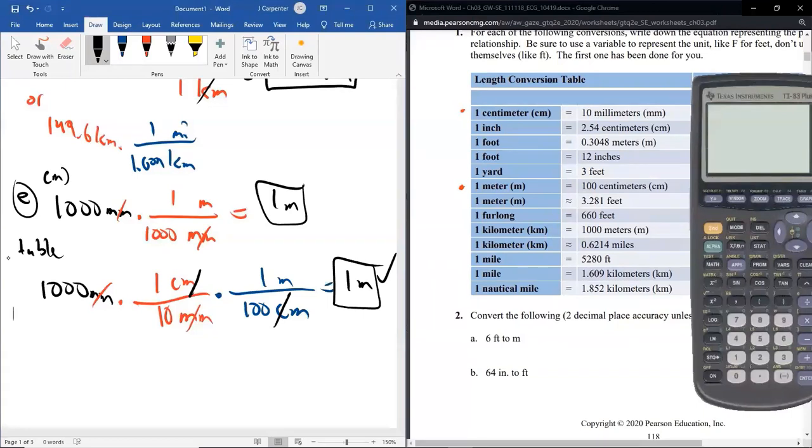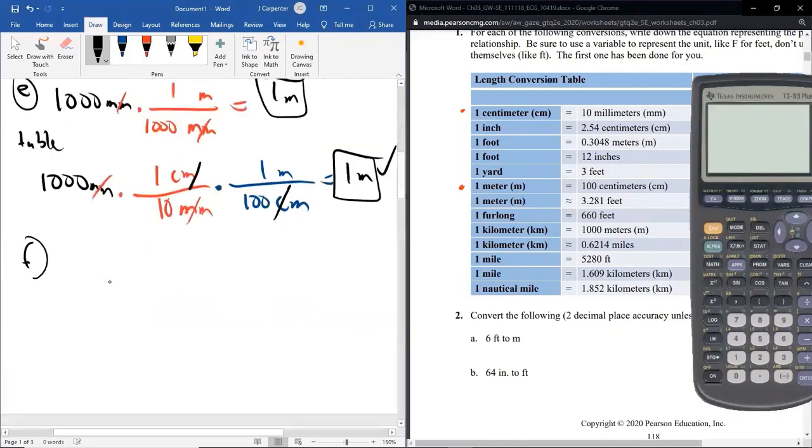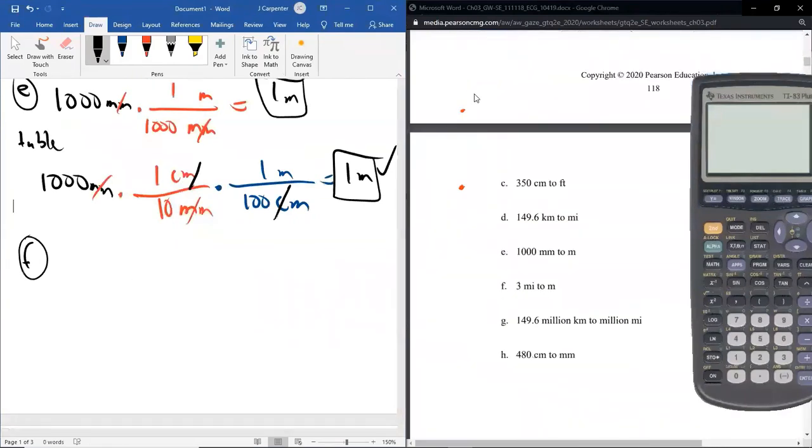Let's do F. I really do love these problems. I know that sounds sick, but that's me. F, let's clear my screen.